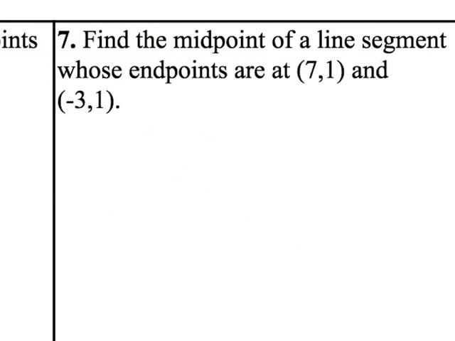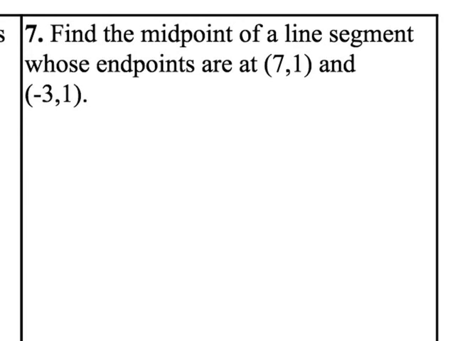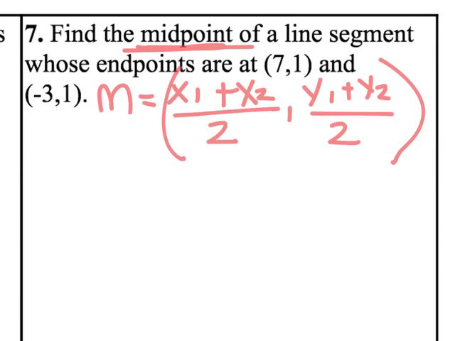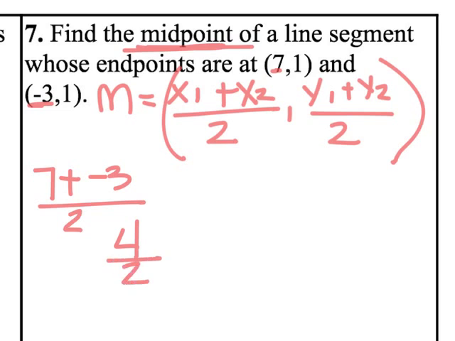Number 7 is a midpoint question. Whoa, hey. It's a midpoint question, so you're going to need to use your midpoint formula. So here's your formula, but basically all you're doing is taking your x terms. So we have an x of 7 and we have an x of -3, and we're going to add those together. So 7 plus -3, and then divided by 2. So 7 plus -3 gives me 4, and divide that by 2, that will give me 2.